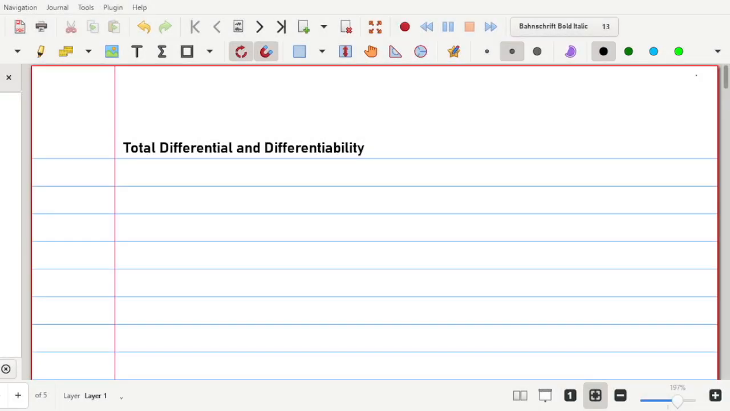Welcome to this lecture of calculus. In this lecture we will study the total differential of a function and differentiability.